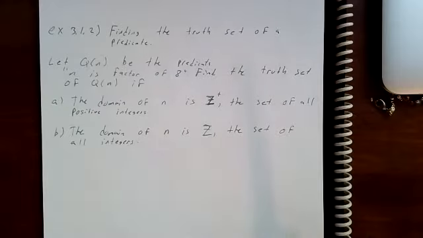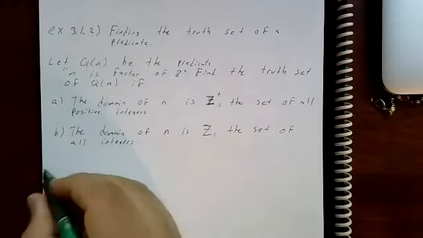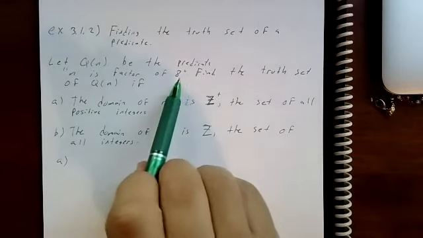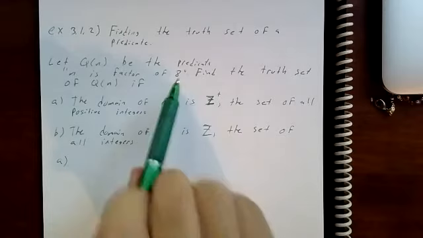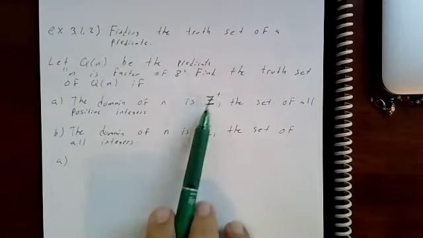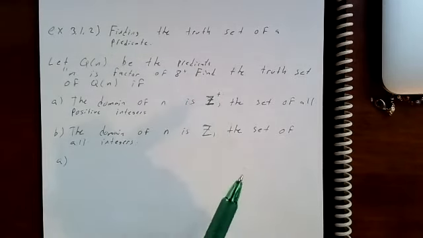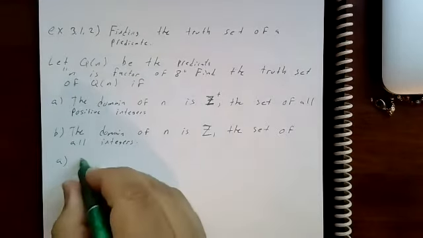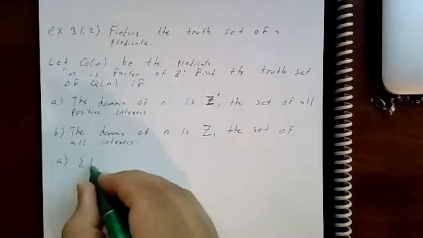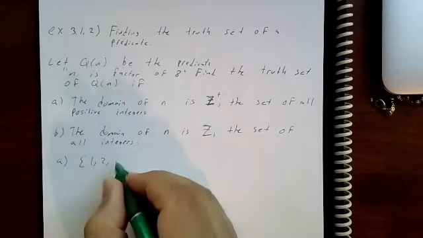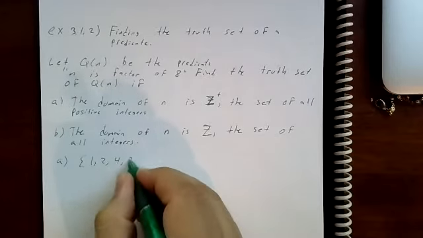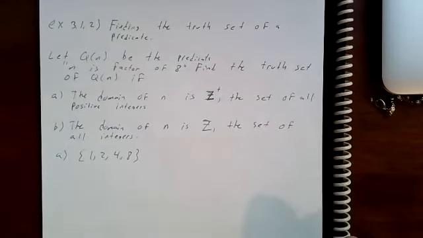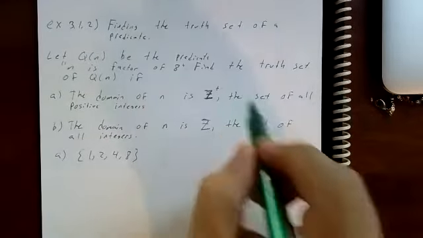So the answer for A, right? What are the factors of 8, that live in the positive integers? So the set of factors of 8 would be 1, 2, 4, and 8. These are all factors of 8 that are in the positive integers.